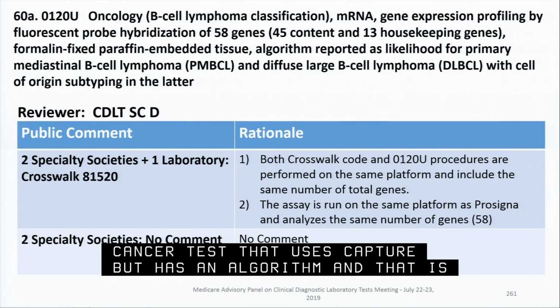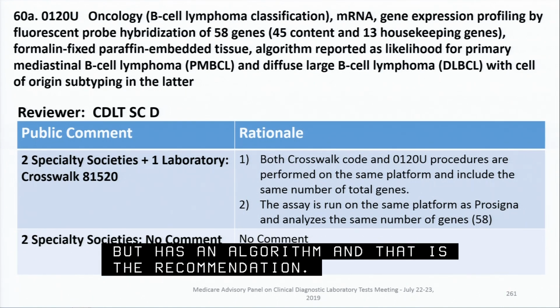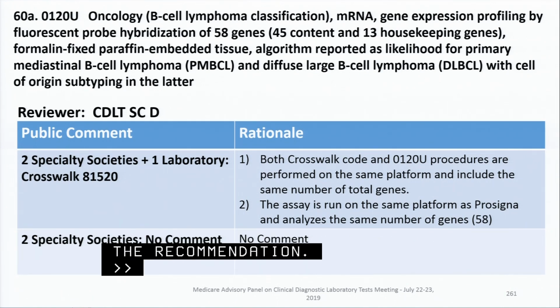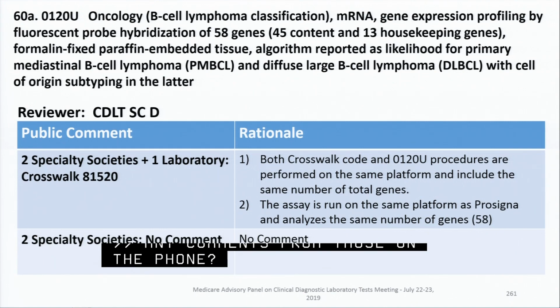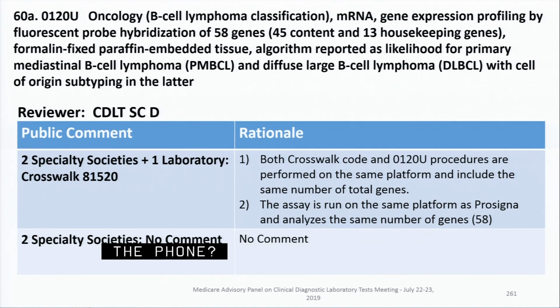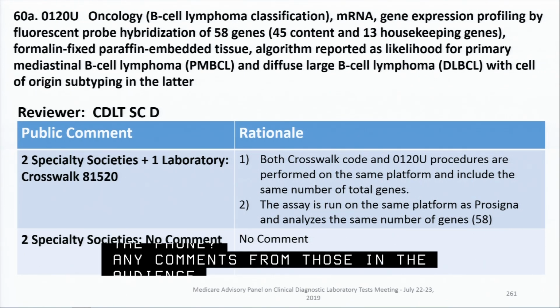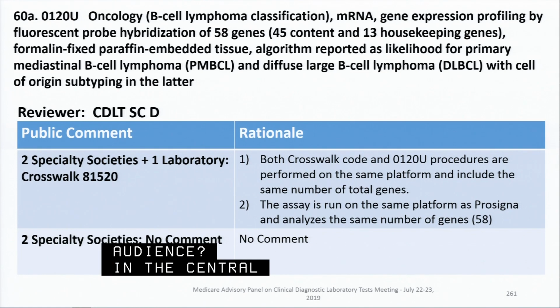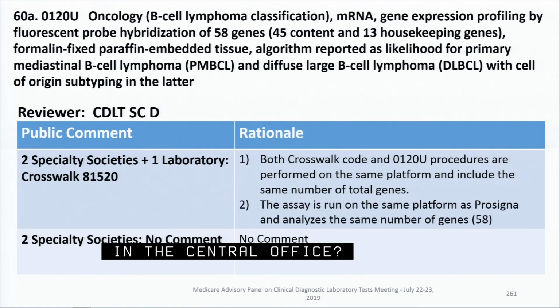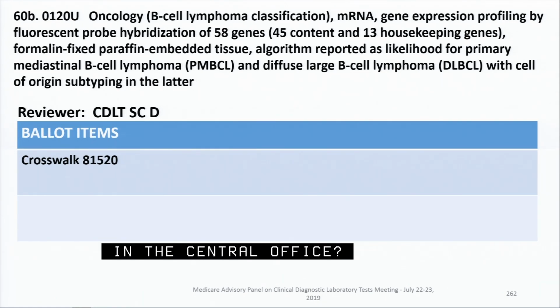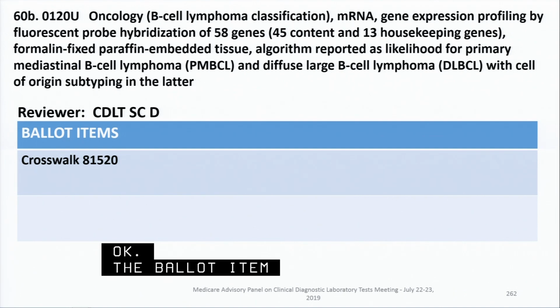Okay, any comment from those on the phone? Any comments from those here in the audience? I mean, in the central office? Okay, so the ballot item is crosswalk 81520 and obviously gap fill.